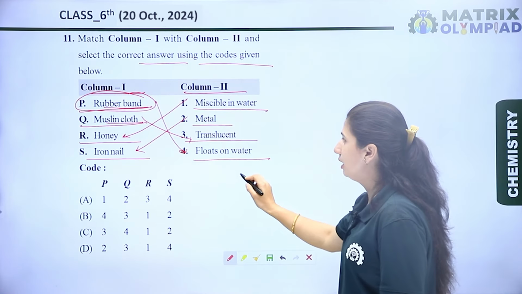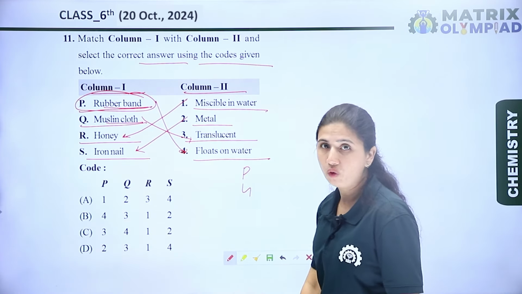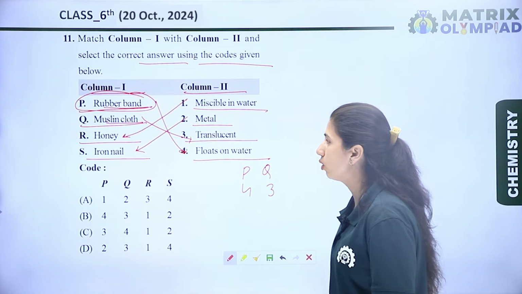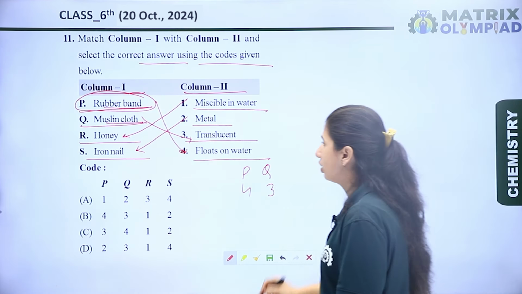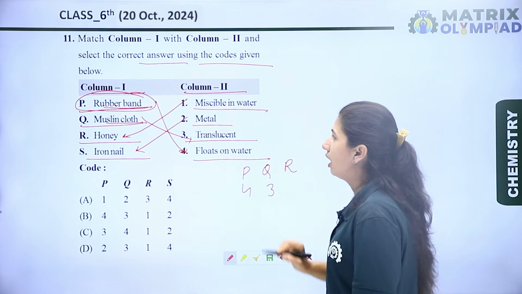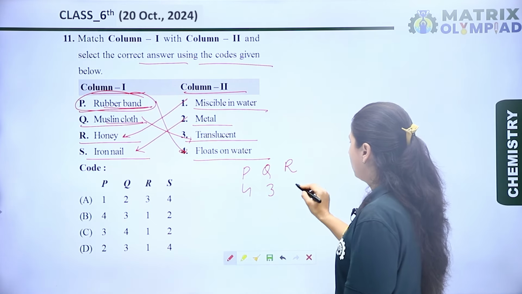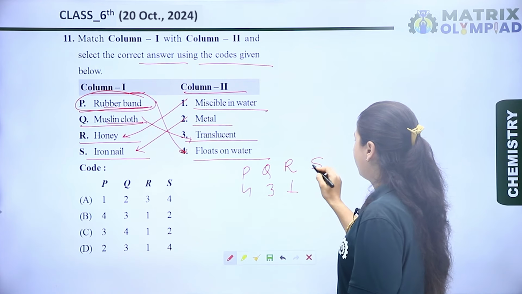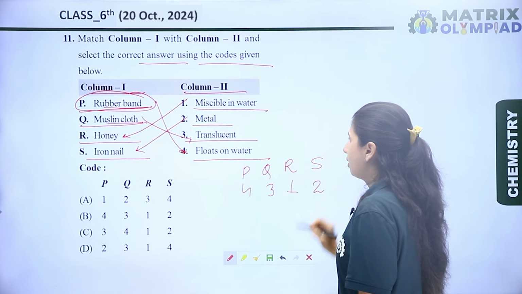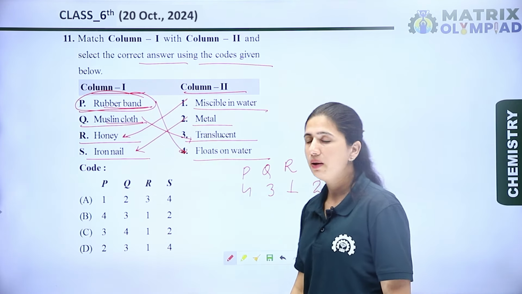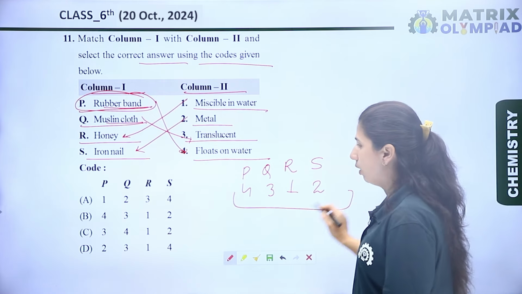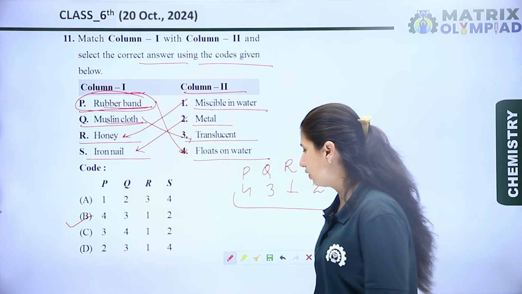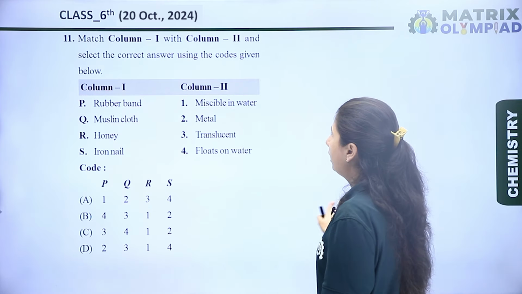Okay, now P matches with fourth and Q matches with third, meaning muslin cloth is translucent in nature. R, honey, is miscible in water, so it is connected with 1. And the iron nail is metallic in nature, so it is a metal. So 4, 3, 1, 2. It means B is the right option for this question. Now let's see the next question.